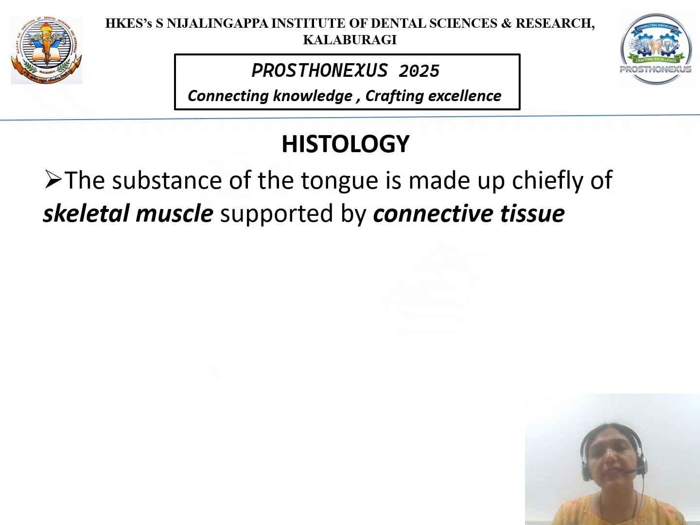Histology: basically they are made up of striated skeletal muscle, and they are supported by connective tissue. The dorsum of the tongue has a rough surface and it is non-keratinized squamous epithelium, and the ventral surface is smoother and also has non-keratinized squamous epithelium.